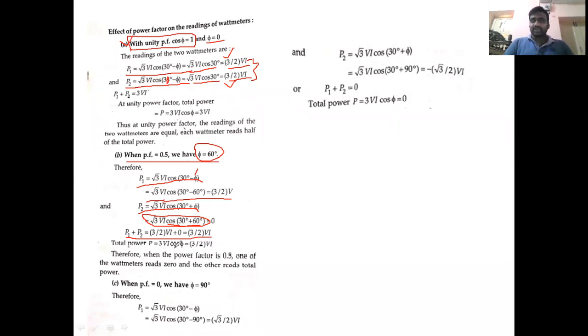So when the power factor is 0.5, the phase angle will be 60 degrees. The angle between voltage and current is 60 degrees. At that condition, one of the wattmeters will read 0. That means P2 reads the value 0. P1 will read the total power flowing in the line, that is 3 by 2 VI. That is the total power calculated here. This is the second case.